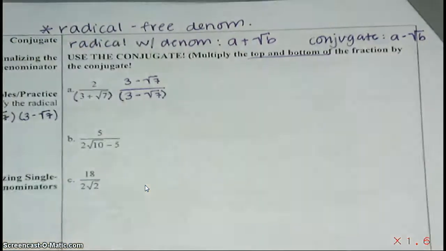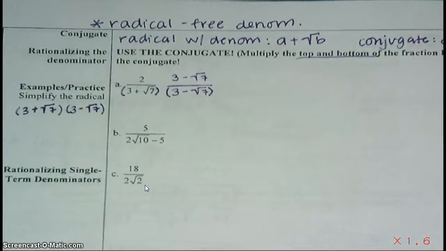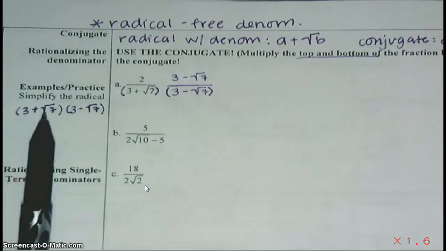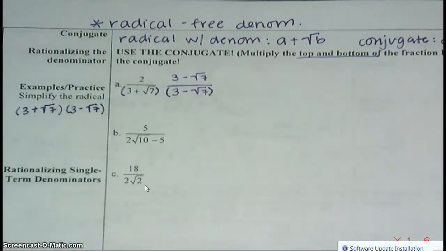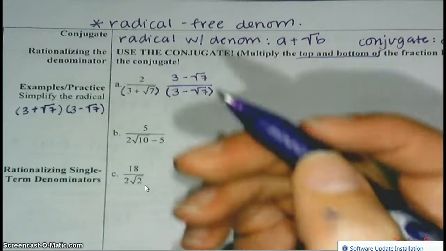If you know your FOILing properties pretty well, you might notice that this is the case where you have the same numbers, opposite symbols. The middle terms will cancel out. So really you just end up with the first term and the last term squared. I'm going to FOIL it out just this one time.